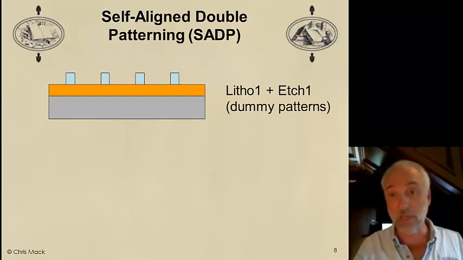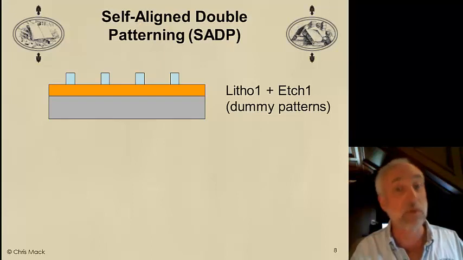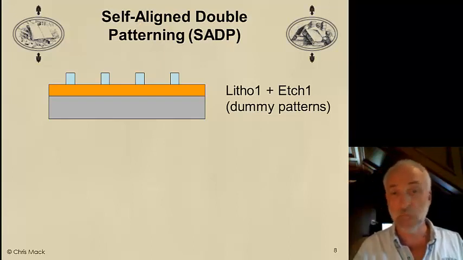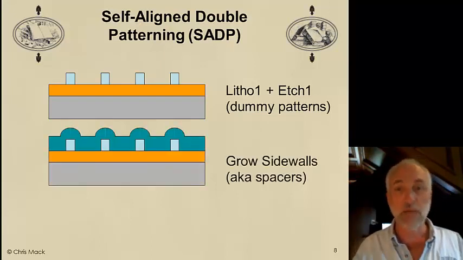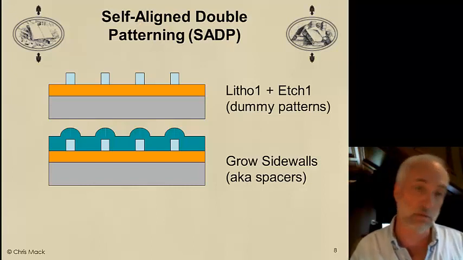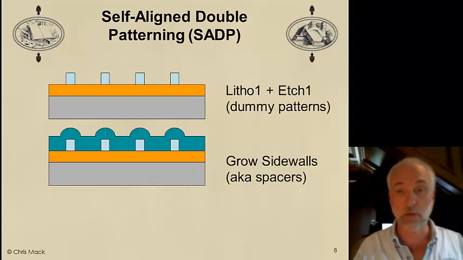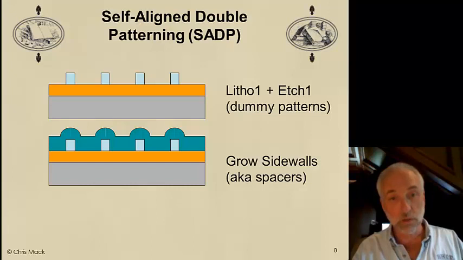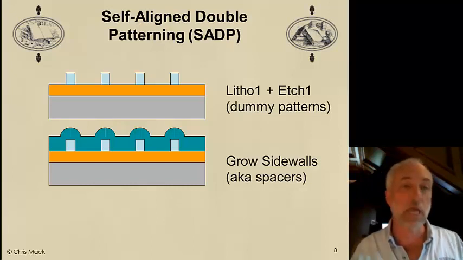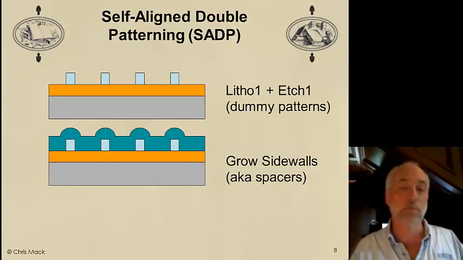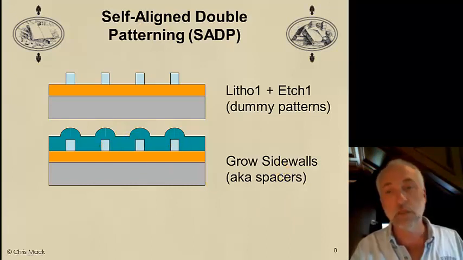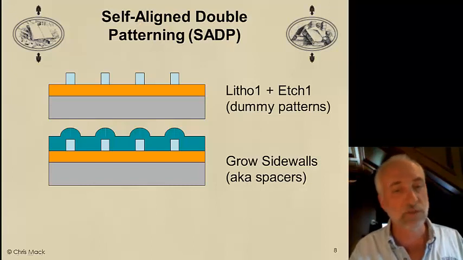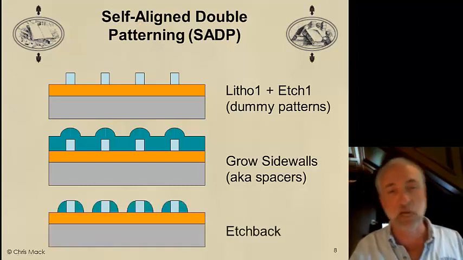I'm going to call these dummy patterns, or mandrels, and we'll see why in just a moment. Next, though, instead of doing another lithography step, this is what I'm going to do. I'm going to deposit some material, or maybe even grow some material, which will cover everything, in particular the space between the lines. These are going to create what we'll call spacers, because we'll do an etch back process.